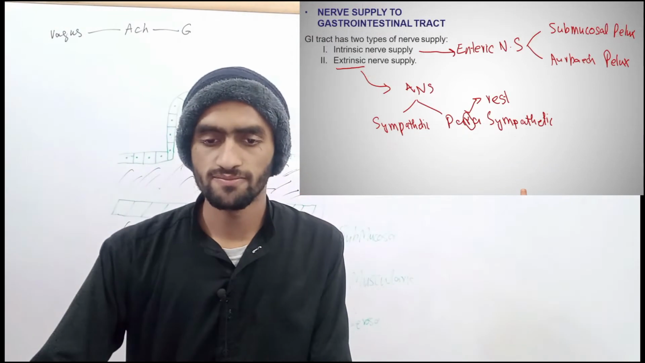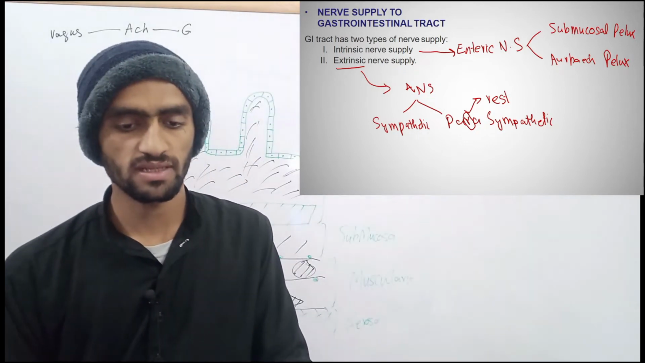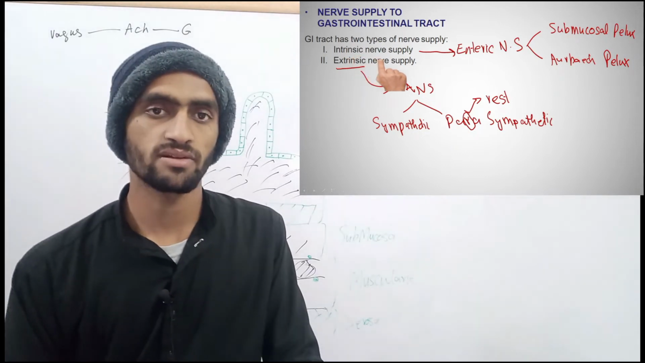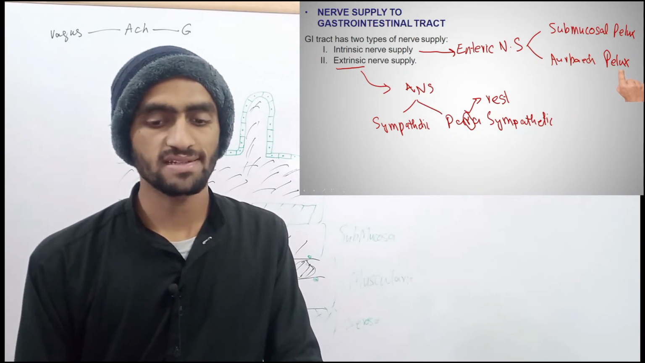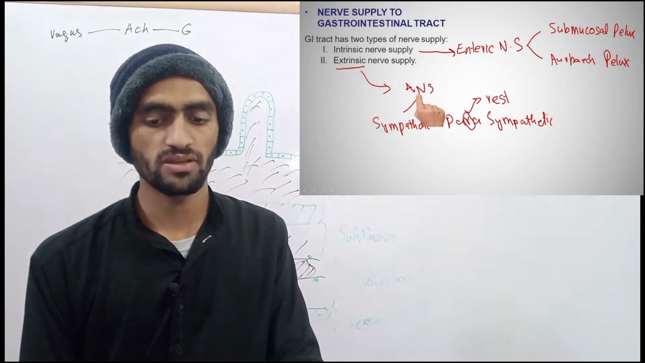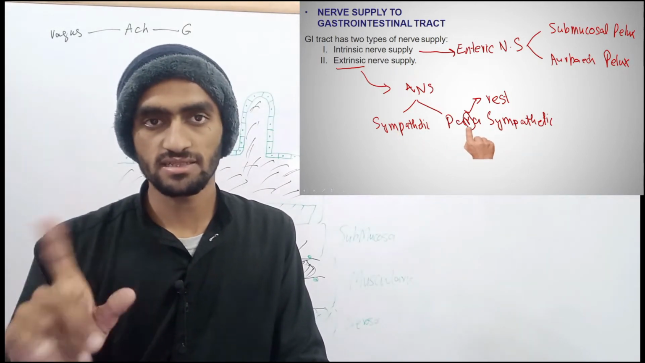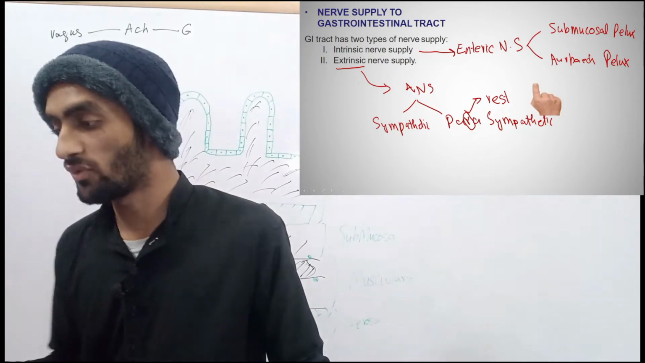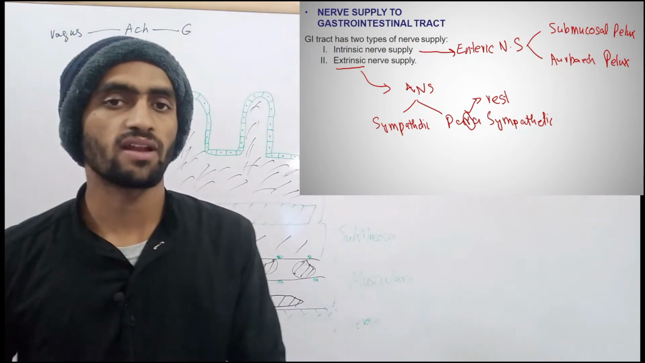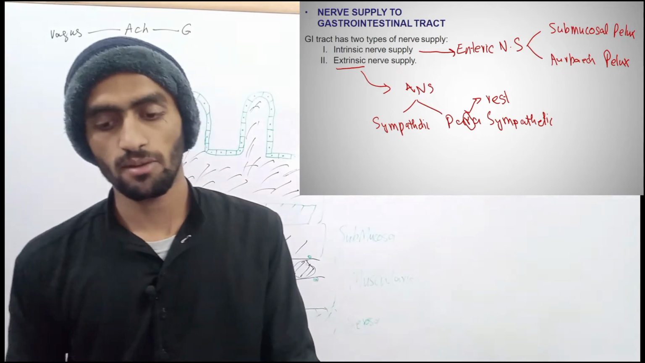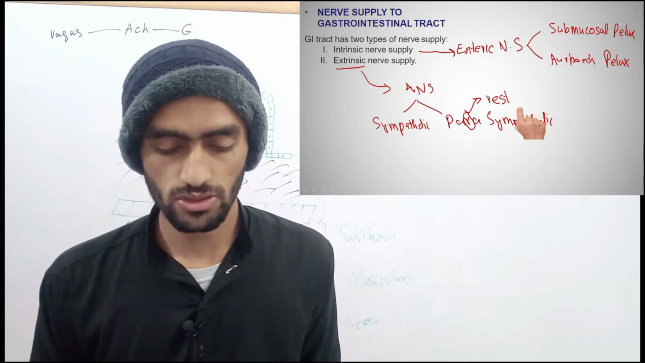So nerve supply, last topic. Nerve supply, we have two types: intrinsic nerve supply and extrinsic nerve supply. Intrinsic includes the submucosal plexus and myenteric plexus, while extrinsic includes the autonomic nervous system, which may be sympathetic or parasympathetic, or rest, a mnemonic for remembering which one is in case of rest and which one is in case of fight and flight. Fight and flight is related to the sympathetic nervous system. Parasympathetic is related to your rest condition, normal condition.